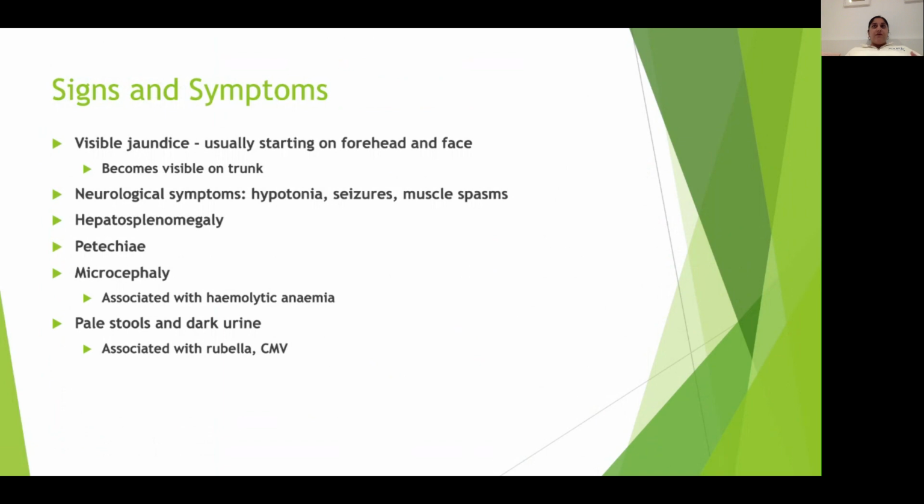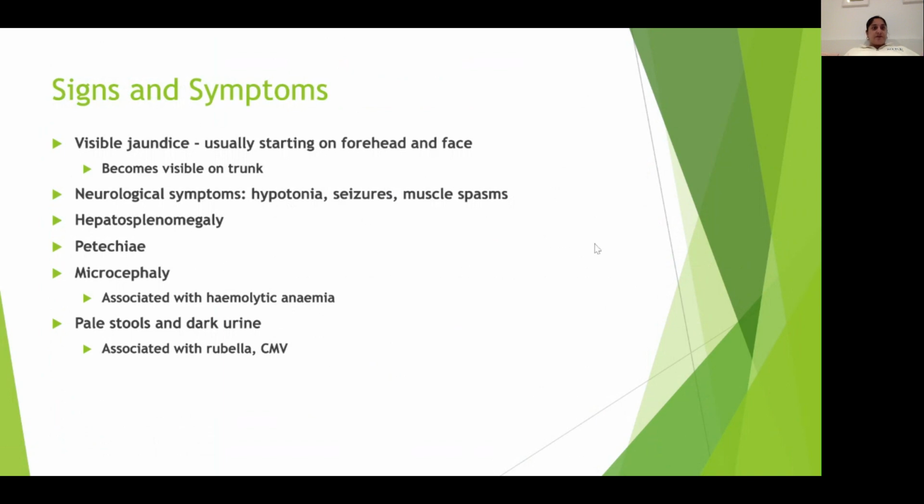And I think it can feel quite hard as well in comparison to, say, bowel. So if that's taking up a lot of the abdomen, the baby might have some sort of liver problem, which, as we mentioned before, is important in neonatal jaundice. They might also have petechiae, as well as microcephaly, and usually something like that might be picked up on an antenatal scan. Microcephaly particularly is associated with hemolytic anemia.